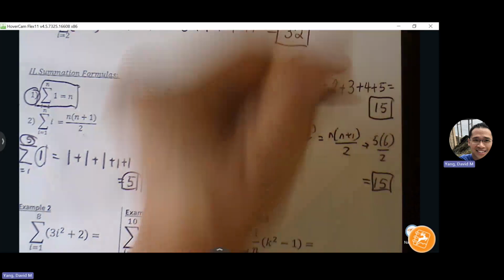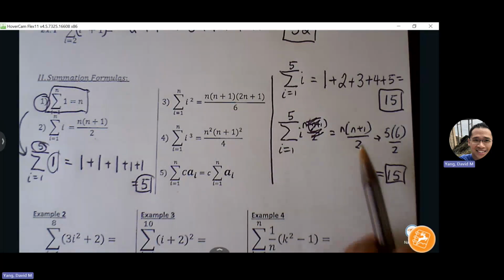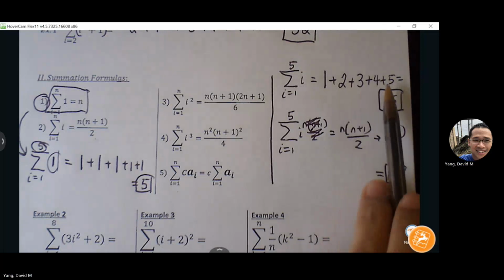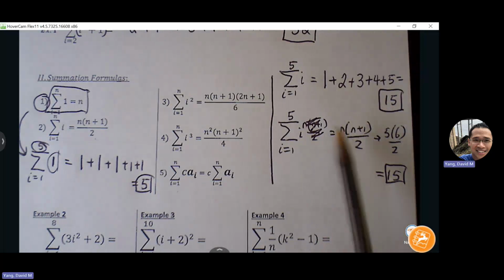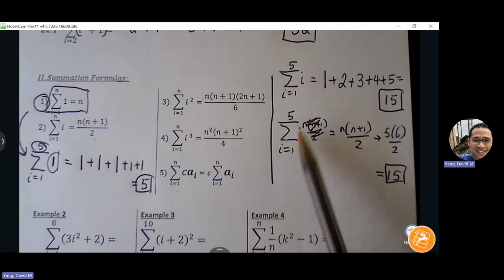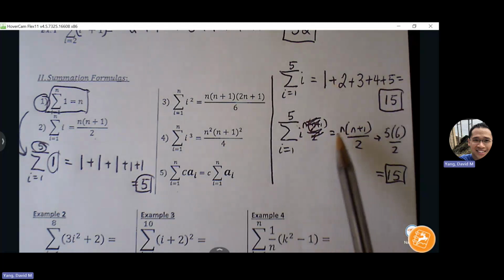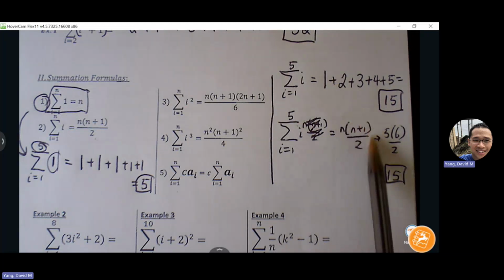I just want to convince you that this rule does work, but it's very useful if we're going from like 1 to 50 or 1 to 100 or 1 to 200. We don't have to add up any terms. We can just go through this formula, do a quick calculation, and get that sum.